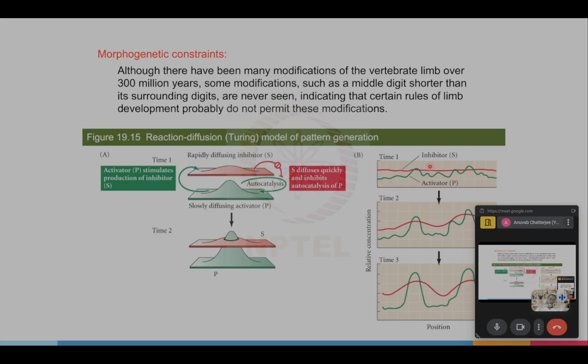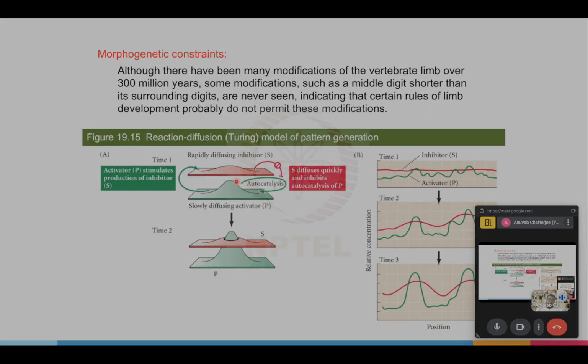This is how it looks at t equal to 0, say, where you have small peaks by random chance, where almost everything is mostly symmetrical. Now what will happen is that since P activates itself, it will cause more and more production of P at the source as well as on the sides. But since S is a rapidly diffusing inhibitor, it will inhibit P everywhere around its original source. The action of the inhibition is equal everywhere, it is just that there is a lot of P at the center.